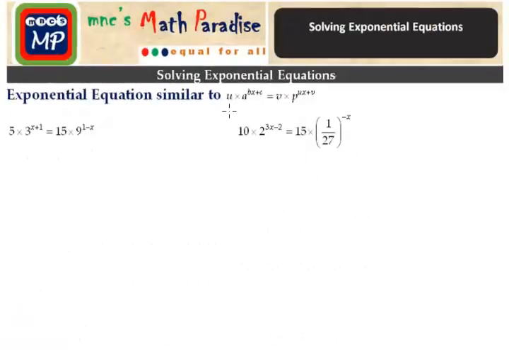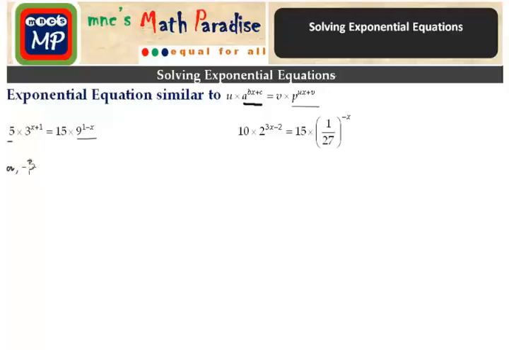Now we will do two examples where both sides of the equation have an exponential term. In the first example, on the left hand side we have 3 to the power x plus 1, which is an exponential term, and on the right hand side we have 9 to the power 1 minus x. So the first thing we will do is bring this exponential term from the right side to the left hand side, and take all the value terms from the left hand side to the right hand side.